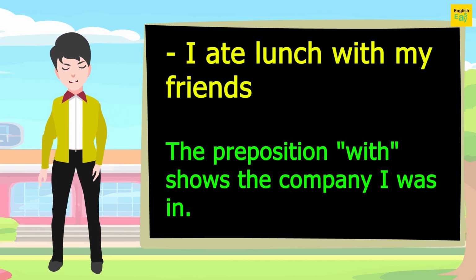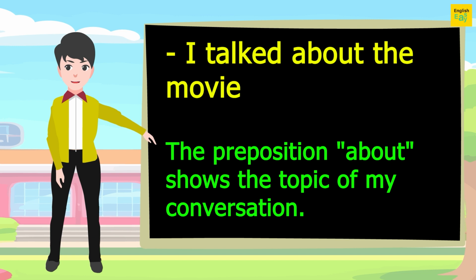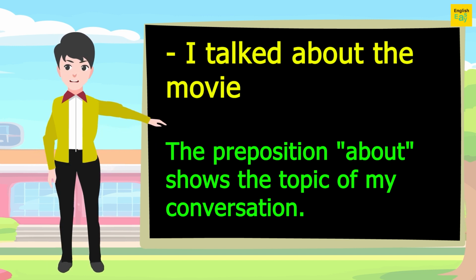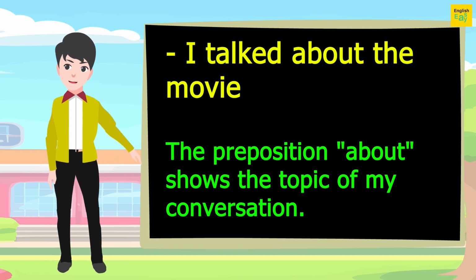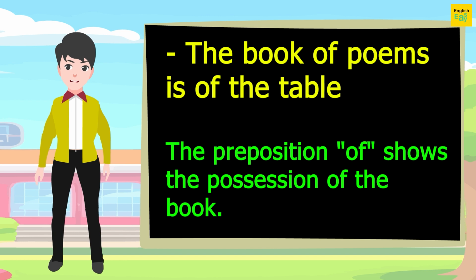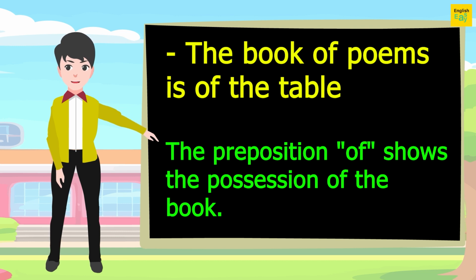I ate lunch with my friends. The preposition "with" shows the company I was in. I talked about the movie. The preposition "about" shows the topic of my conversation. The book of poems is of the table. The preposition "of" shows the possession of the book.